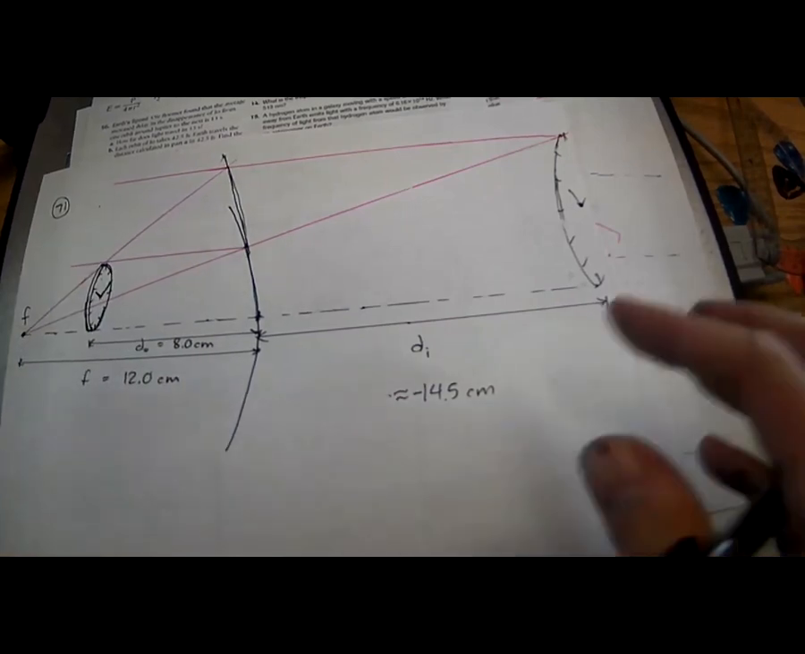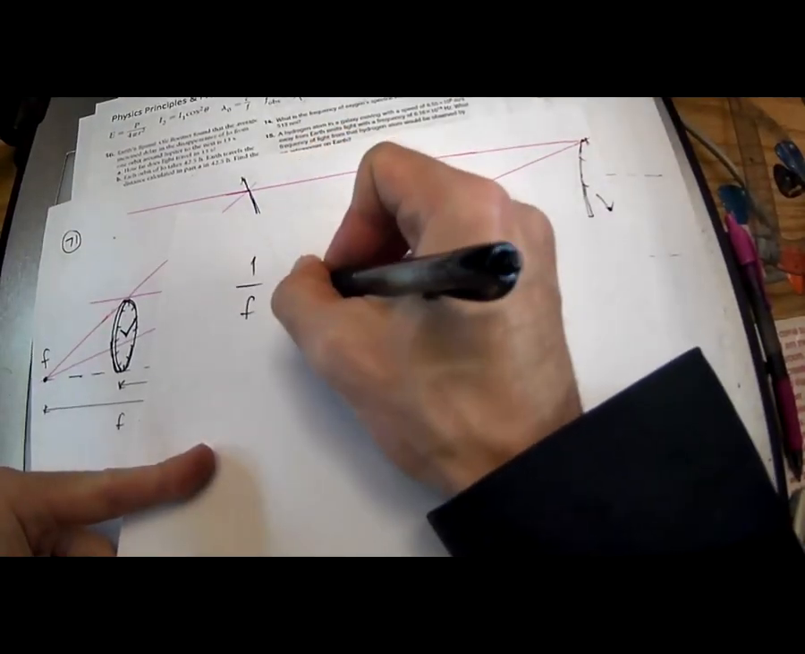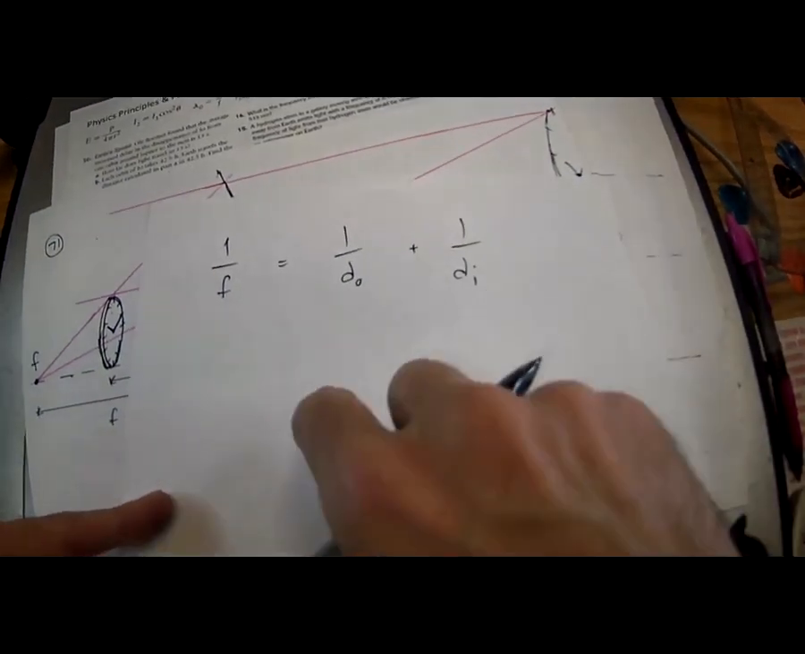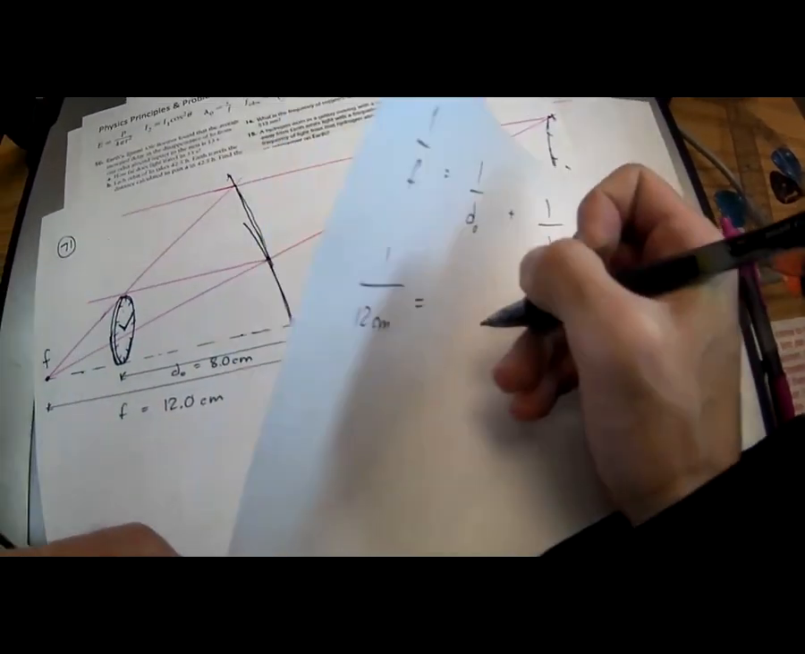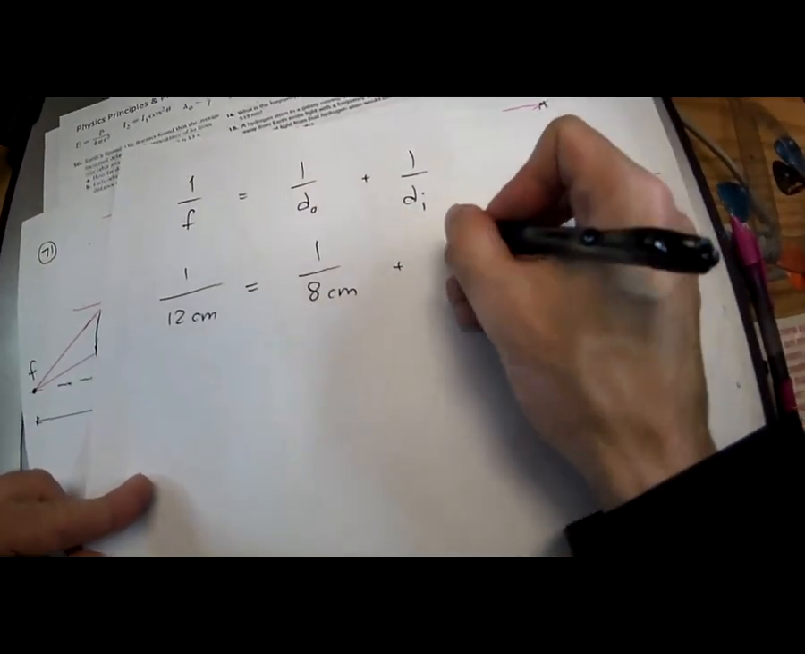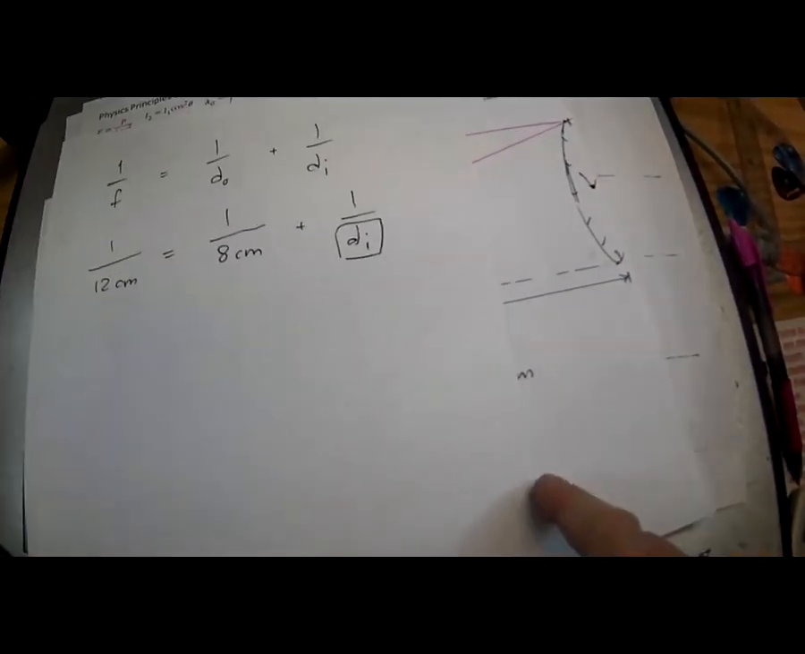Well, let's run the equation and see what it should have been. Hopefully it's kind of close to that. 1 over the focal length is equal to 1 over distance object plus 1 over distance image. Focal length was given as 12 centimeters. The object was 8 centimeters. Those are both positive numbers because they're on the same side. And distance image has to come out to be a negative number. I hope it's pretty close to this, but we're going to find out.